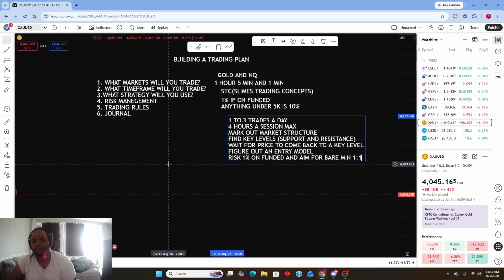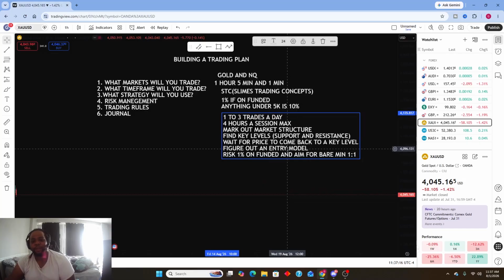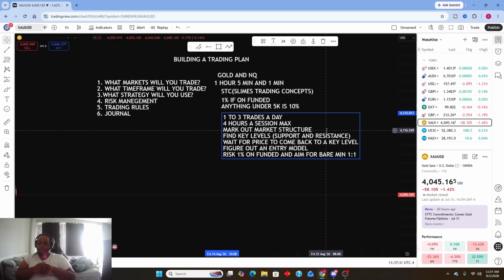Trading rules, right? So we got how many times we're going to trade this session or this day. We're only going to spend 4 hours on the chart. So within 4 hours, if we don't get our setup, we're not going to trade. We're going to mark out market structure because that's the basics, the foundation of my strategy. We're going to find key levels, i.e. support and resistance. We're going to find them on the 1 hour, on the 15, on the 5 and the 1.